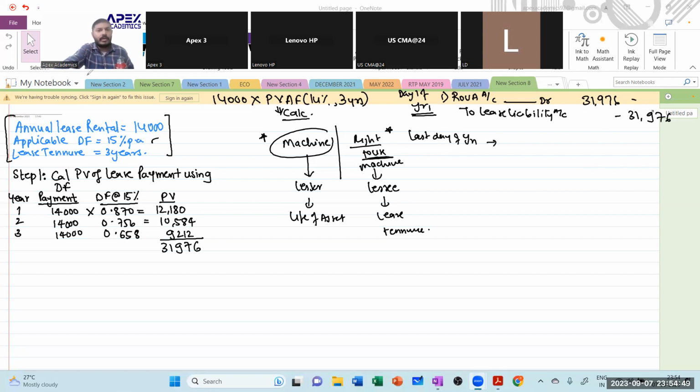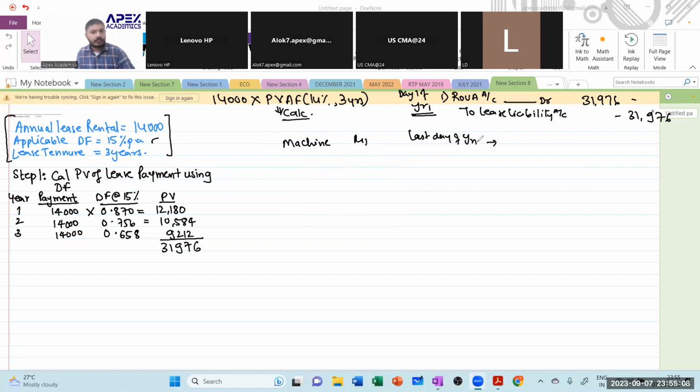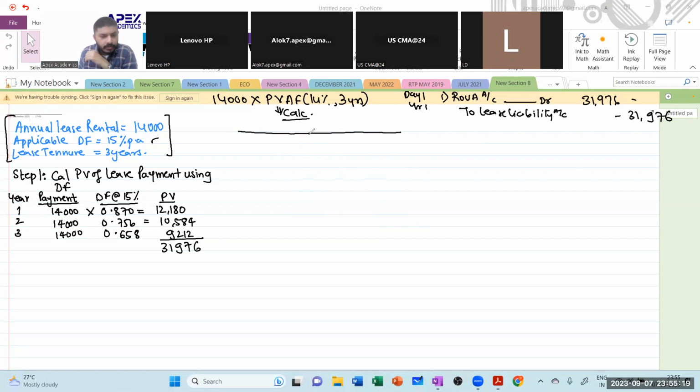The right of use asset account debit shows that you have capitalized it. That is the entry of capitalization. Okay, clear? Yes? Now, screenshot is taken, right? Day 1, year 1. Divya asks a pertinent doubt. Are we going to capitalize it? So for her, let us capitalize it.